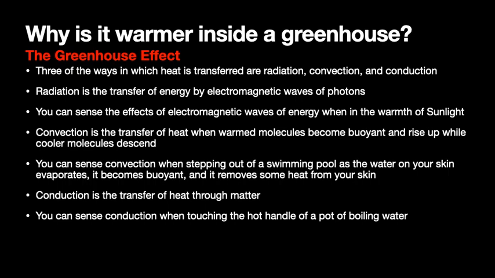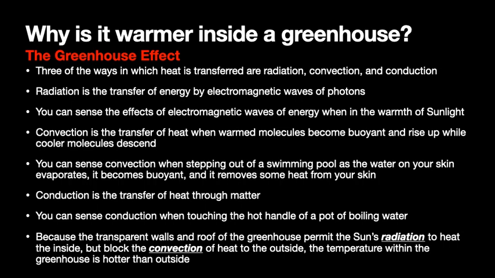So now let's put radiation, convection, and conduction together to understand what this greenhouse effect is. Well, the transparent walls and roof of the greenhouse allow the sun's radiation to heat up the inside. In other words, those electromagnetic radiation waves come in and they heat up all the matter, all the molecules. The dirt, the plants, and the air molecules are warmed up, but they block the convection of the heat to the outside. Remember, convection: the air molecules move up, and they hit the glass roof. Oh no! Where are they going to go? So the temperature within the greenhouse is hotter than it is outside of the greenhouse.